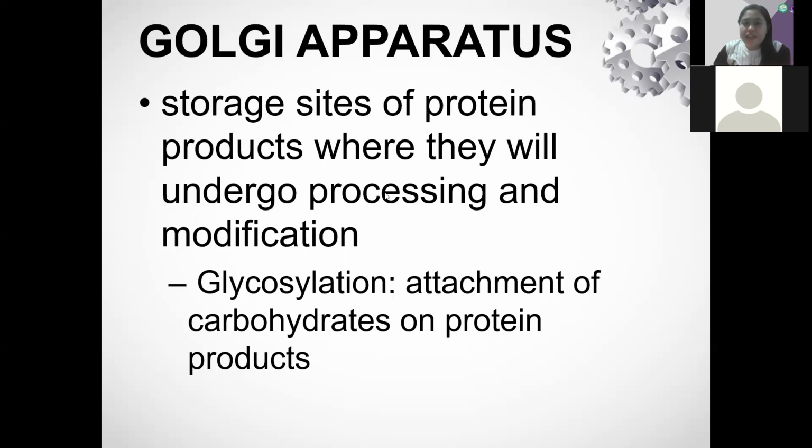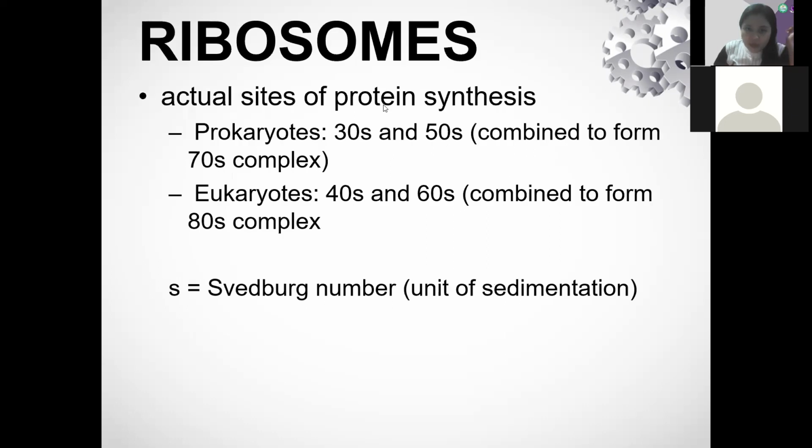After the synthesis, it will be stored in the Golgi apparatus. Okay? Store siya dyan. And the proteins that are produced, class, will undergo processing and modification. So what do you mean by that? Some of the proteins will be combined with carbohydrates. The process is called glycosylation. So we have the so-called glycoproteins or mucoproteins after the processing doon sa Golgi apparatus or Golgi bodies.